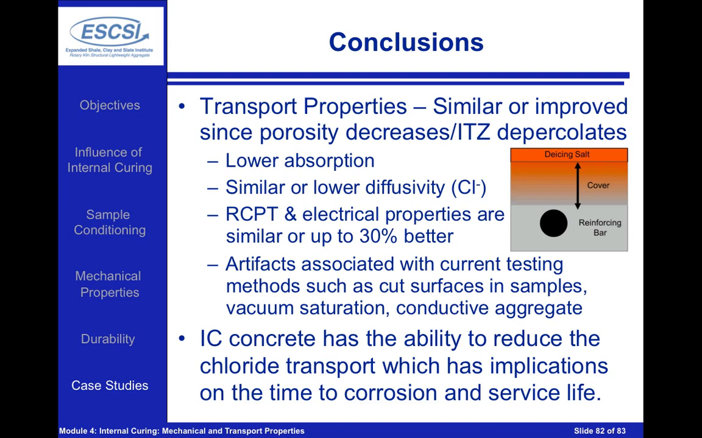Transport properties are typically going to be similar or improved with internal curing. We're typically going to see a slightly lower diffusivity, slightly lower rapid chloride permeability, or lower electrical properties. We talked about a few of the artifacts that can occur, such as the cut surfaces leading to higher chloride concentrations, for example, at the surface, or conductive aggregates if we start to use more than just the internal curing volumes that can actually change some of our resistivity values.